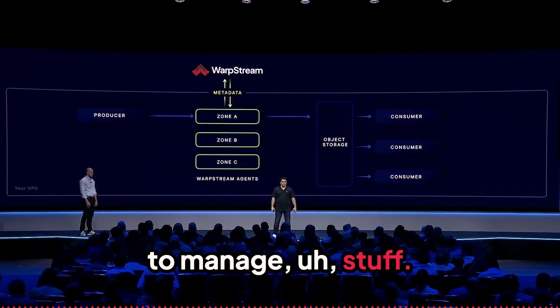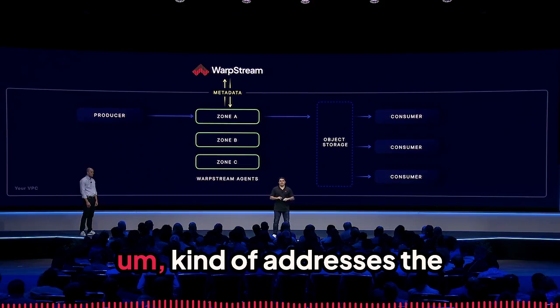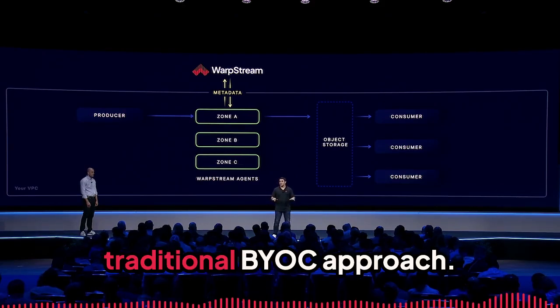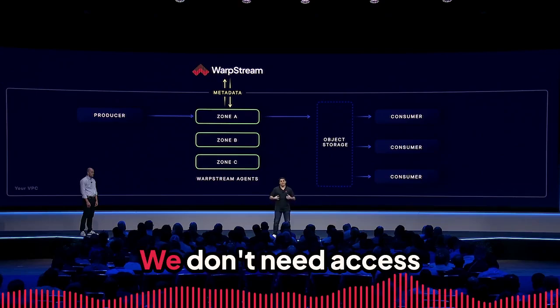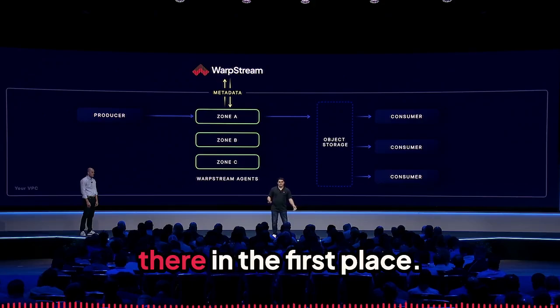And so this hard split we've created between the WarpStream agents and the control plane kind of addresses the security problem with the traditional BYOC approach, right? We don't need access to the customer's environment because there are no stateful components to manage there in the first place.